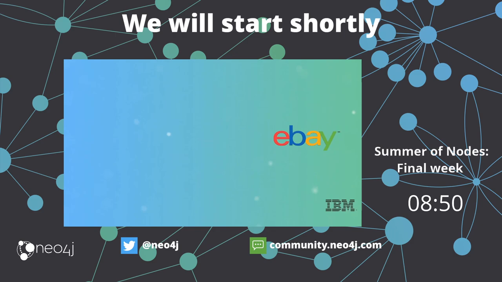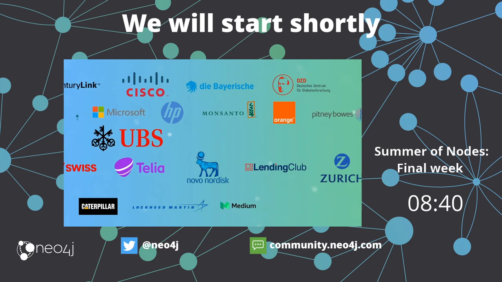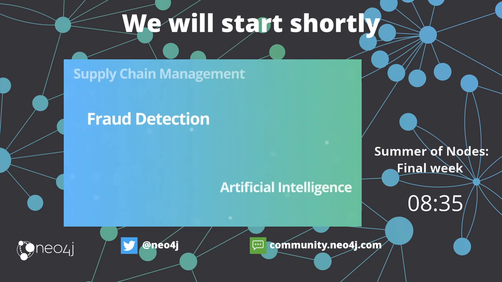Over the past decade, Neo4j has made graph databases a key technology powering modern applications for hundreds of Fortune 500 companies, government agencies, and NGOs. Neo4j is used to detect fraud, enhance artificial intelligence, manage supply chains, unify data silos, and much more.